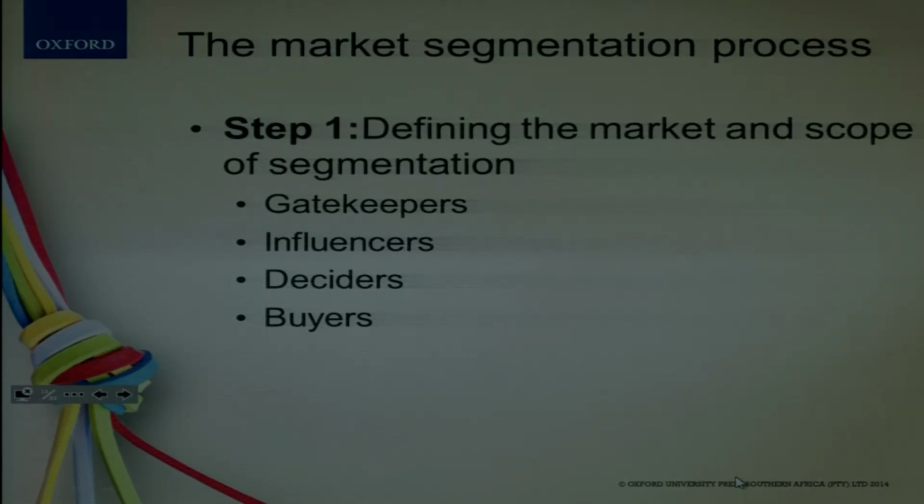So when you do your market segmentation, you need first of all to define the market and the scope. And when you define the market, you need to look at the gatekeepers, the influencers, the deciders, and the customers. I've already explained this in detail. So here you just involve yourself in depth to know exactly who are the influencers or who are hindering you to be able to market your product and your service.